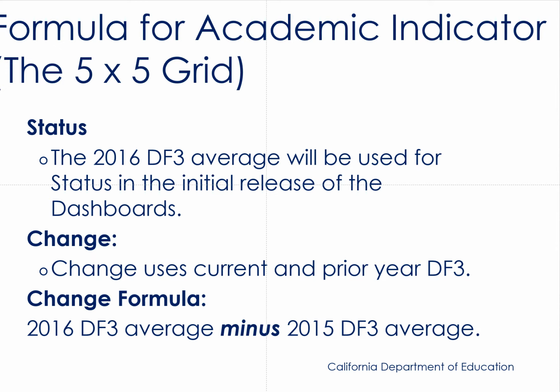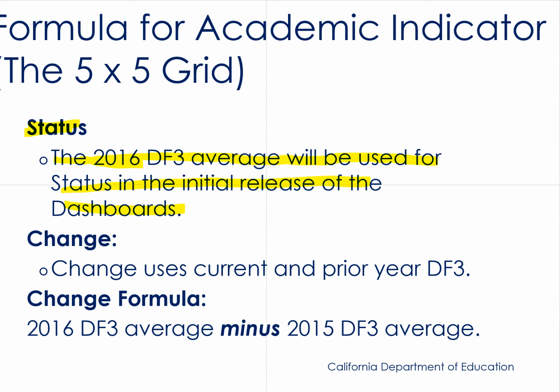So how do you use this information to figure out a color on the 5x5 grid? Well, again, we have this idea of status, and status is like that snapshot. It's like where they are right now. The 2016 distance from level 3 average will be used for the status in the initial release of the dashboard. So this is dated information. This was really about spring 2017, but the concept is still the same.